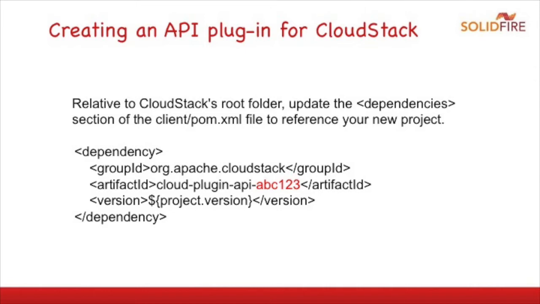When we run the CloudStack management server, Maven's going to look at that Pom XML file and try to resolve dependencies. We want to make sure that we have this dependency section in that Pom XML file that's in that client directory. So when we run the CloudStack management server, Maven will go ahead and say, all right, do I have this dependency satisfied? If I do, great. Otherwise, go ahead and get that dependency.